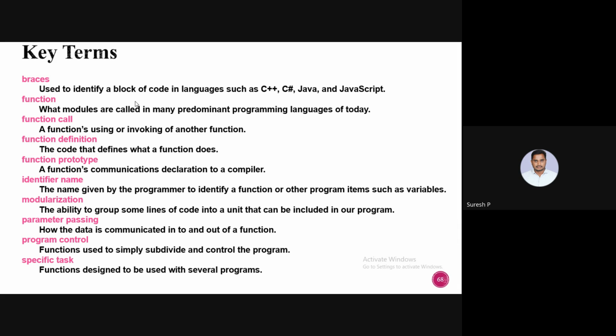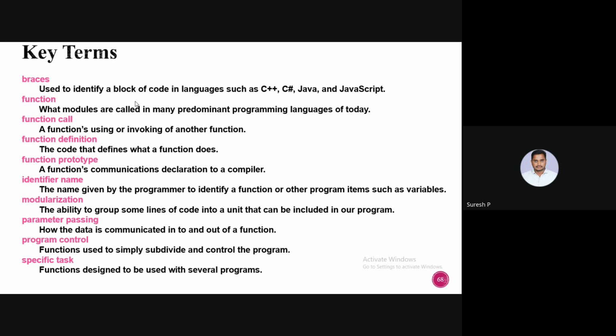Modularization means how a large program is divided into smaller units. The smaller units are very easy to manage. The next one is parameter passing. That is how we are going to perform the communication, whether we are having return type and arguments, or without return type and without arguments. There are 4 ways of parameter passing. So that is called parameter passing.